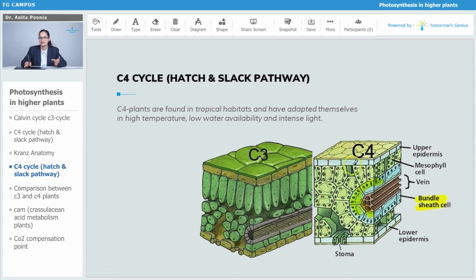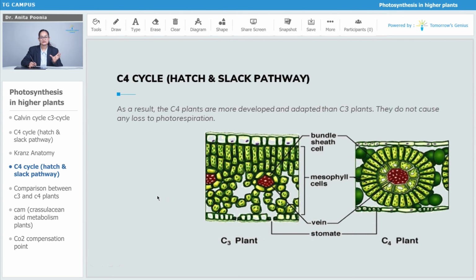You could see the upper epidermis, the mesophyll area, these are the palisade cells. You could see the bundle sheath cell here, and here the lower epidermis and the stoma, and you can clearly differentiate between the C3 and the C4. As a result, the C4 plants are more developed and more adapted than the C3 plants. They do not cause any loss through photorespiration. That is an adaptation, an adjustment, some form of evolution that they show. So this is the C3 plant.